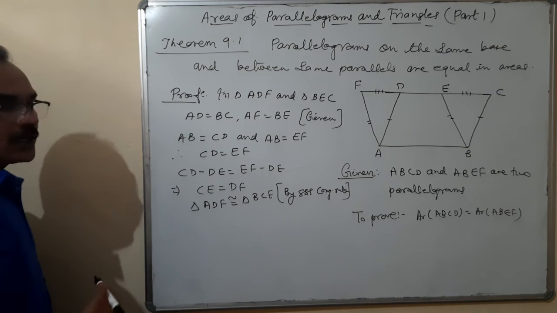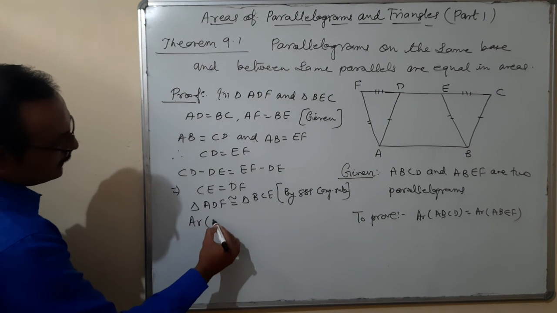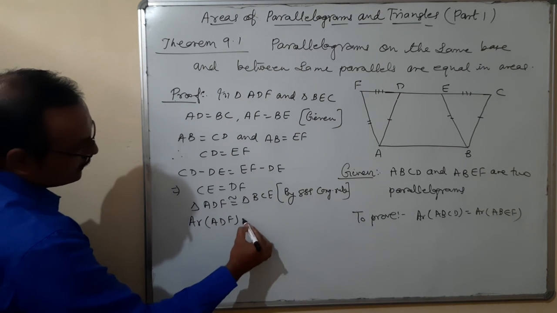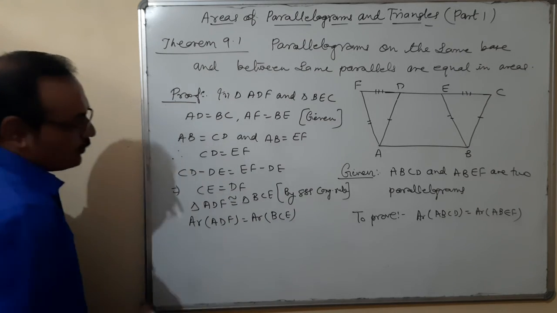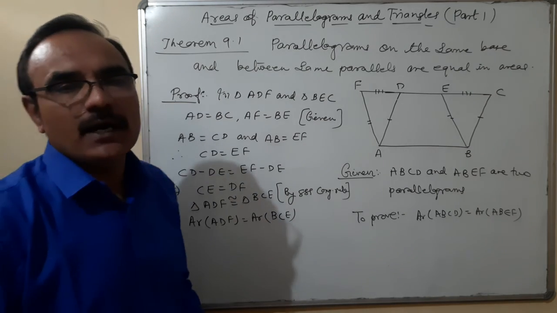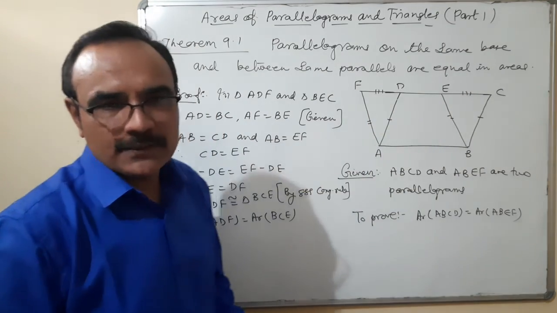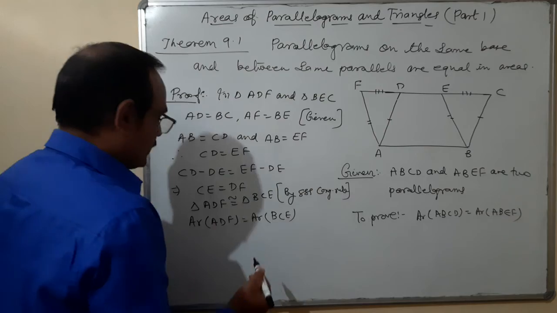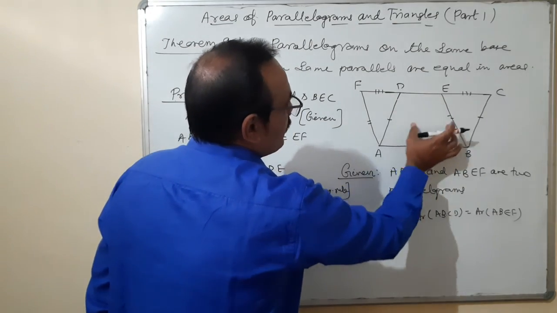Therefore, if they are congruent, what does it mean? Area of ADF is equal to area of BCE. Already we have discussed it: if two triangles are congruent, they are equal in areas. So they are equal in areas. After that, what I am going to do is add the common part.